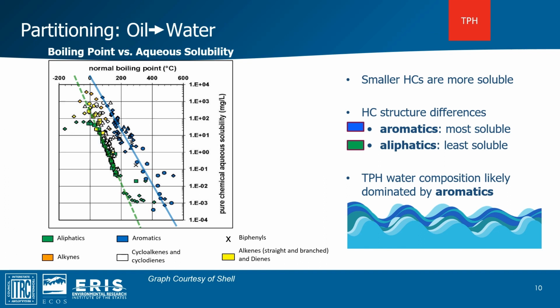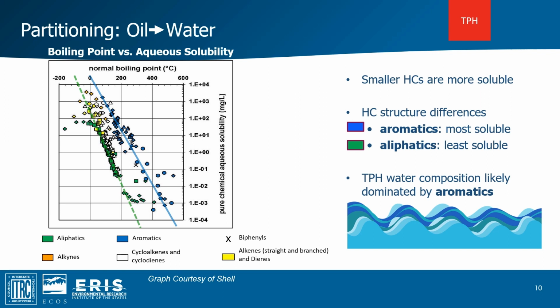Now let's look at how hydrocarbons partition from oil into water through dissolution. If we were to plot boiling point on the x-axis and solubility limit on the y-axis, we would see that, like volatility, smaller hydrocarbons are more soluble than larger hydrocarbons. However, there are differences based on the compound's chemical class.